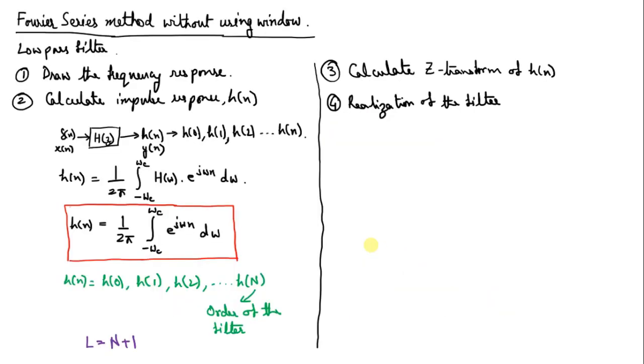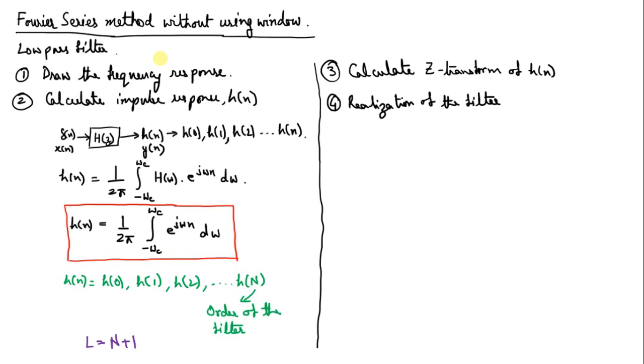Now, how we can work or design the filter using the Fourier series method without using any type of window. Okay. In our next class, we will be basically discussing how to use the window for designing the FIR filter, and what are the advantages of using the window. Okay. So we will start with the low pass filter. Okay, we will discuss with the low pass filter, but the same method applies to the high pass filter and other types of filter.